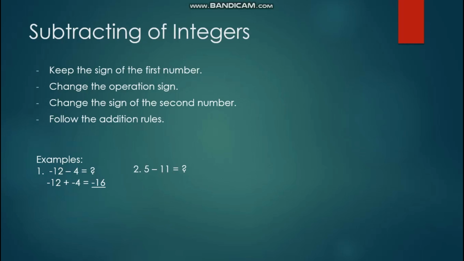Next example is 5 minus 11. So, after applying the rules for subtracting integers, this will be our final equation. 5 plus negative 11. So, after that, follow the addition rules. So, in adding unlike signs, the first thing we do is identify the bigger number and subtract it with the smaller number. So, 11 minus 5 is 6, but that's not yet our final answer. The sign of our bigger number is negative, so our final answer for 11 minus 5 is negative 6.